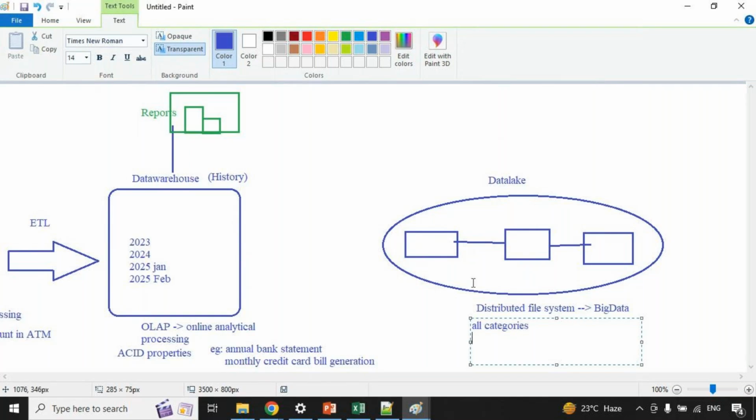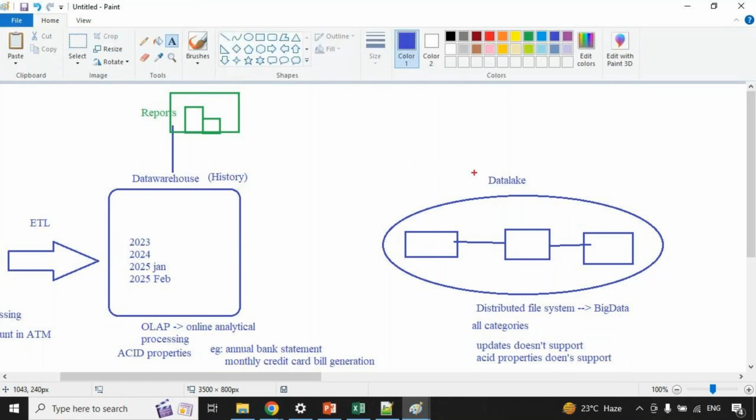But in the data warehouse we can perform operations like updates, while in the data lake it does not perform. Consider ACID properties: any database has atomicity, consistency, isolation, durability, so it is organized. But here everything is in terms of files only. If you want to update the data, we cannot perform it here. Data warehousing operations and ACID properties are not supported, but I can maintain huge data in the data lake.